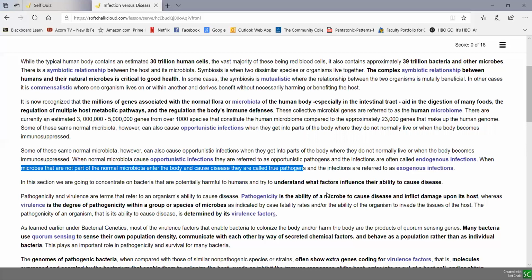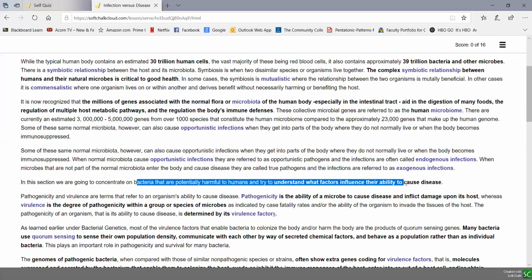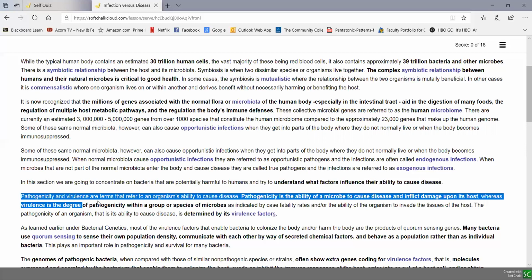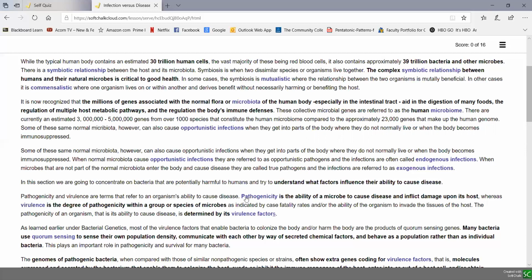So what we're going to be concentrating on in this section are the bacteria that are potentially harmful to humans, and try to understand the factors that influence their ability to cause disease. So pathogenicity and virulence are terms that refer to an organism's ability to cause disease. Pathogenicity is the ability of microbes to cause disease and inflict damage upon the host, whereas virulence is the degree of pathogenicity within a group or species of microbes.